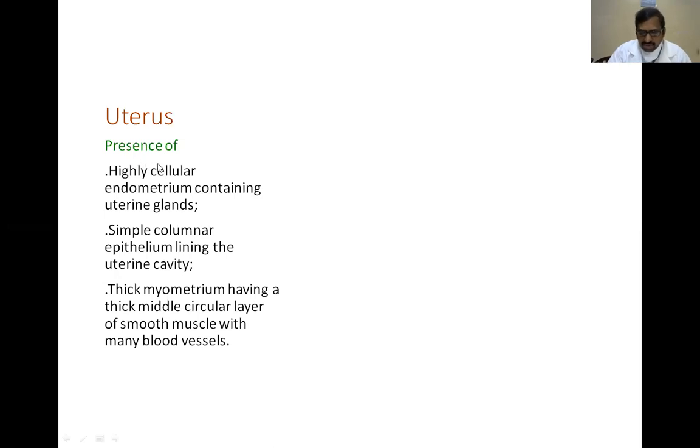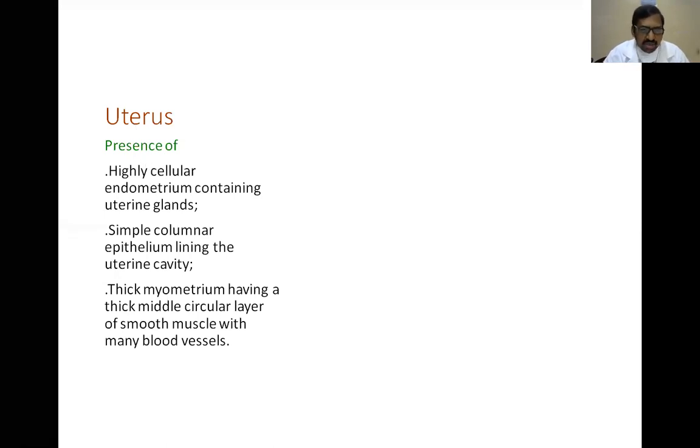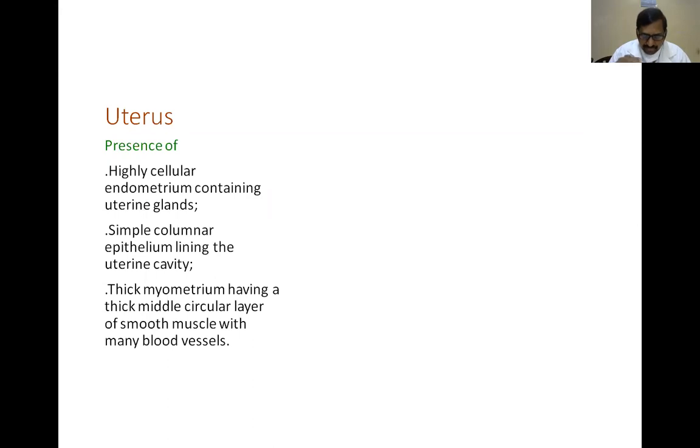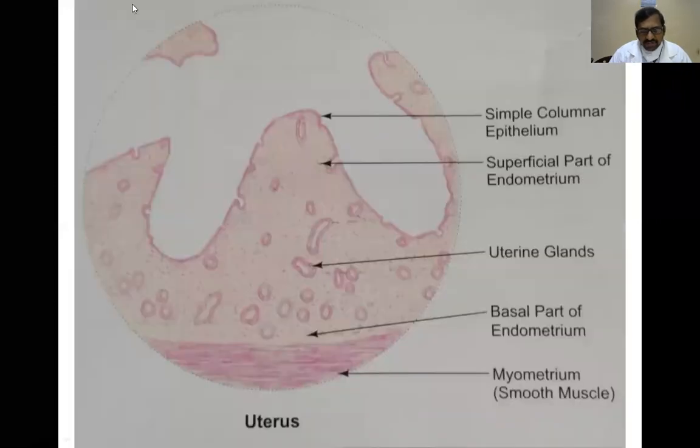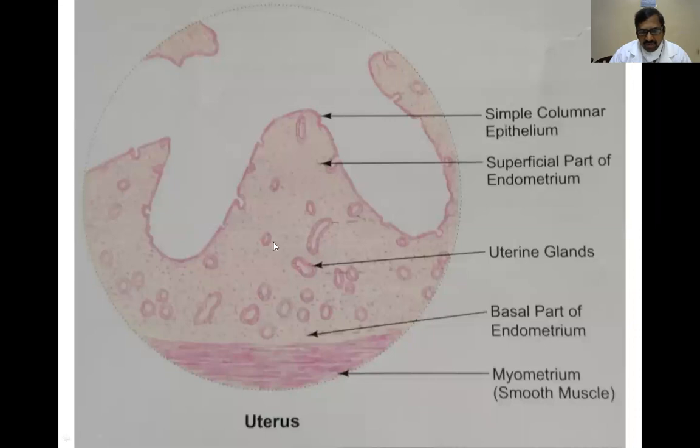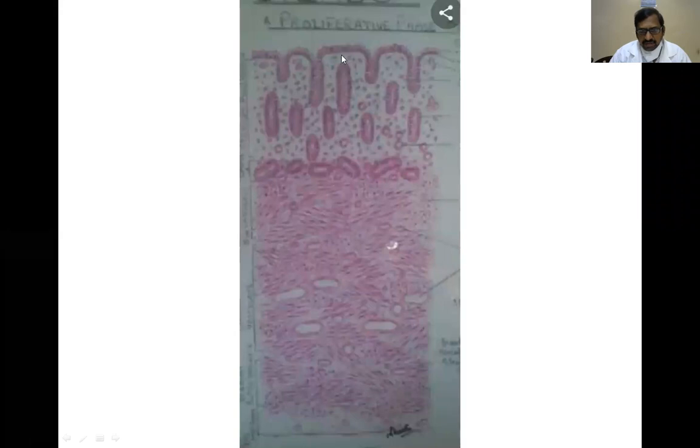What are the important points observed in the histology of the uterus? It is already known that the uterus has three layers: the inner endometrium, outside this the myometrium, and outside the myometrium the perimetrium. You see, this total layer is the endometrium, and outside this is the myometrium. Then the outer thin layer is the perimetrium, which is nothing but the peritoneal covering or connective tissue layer.